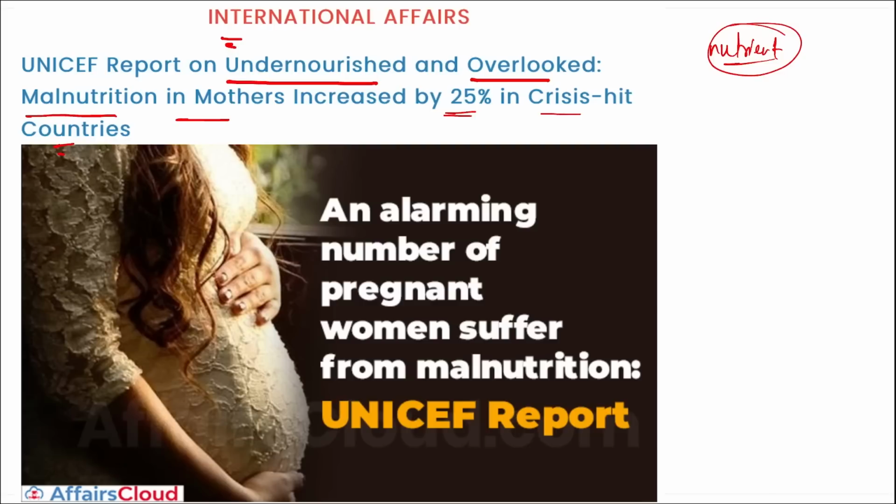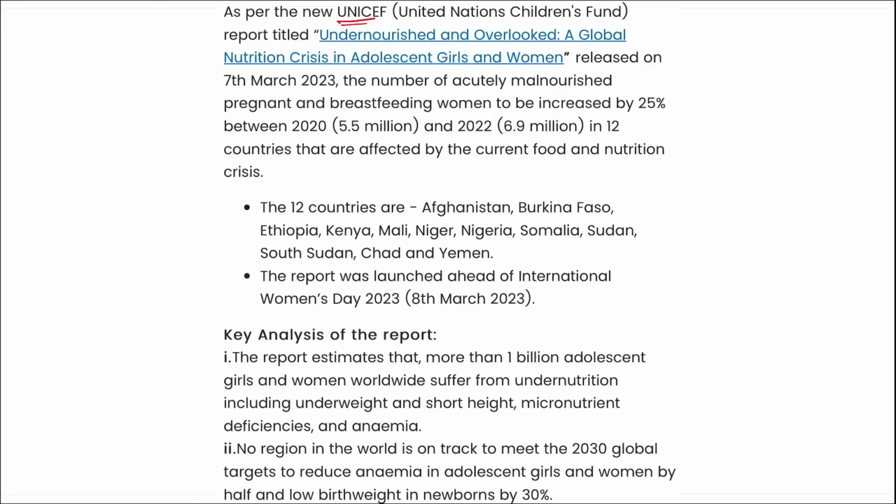But we are seeing that in various parts of the world there is a huge crisis going on because of the rising prices of various foods, due to which the amount of food required in a day is not consumed, and so they are facing malnutrition. As per the new UNICEF report, undernourished and overlooked, a global nutrition crisis in adolescent girls and women, released on 7th of March 2023, the number of acutely malnourished pregnant and breastfeeding women increased by 25% between 2020 and 2022. That means the number of such women has increased from 5.5 million to 6.9 million in 12 countries that were severely affected by the current food and nutrition crisis.